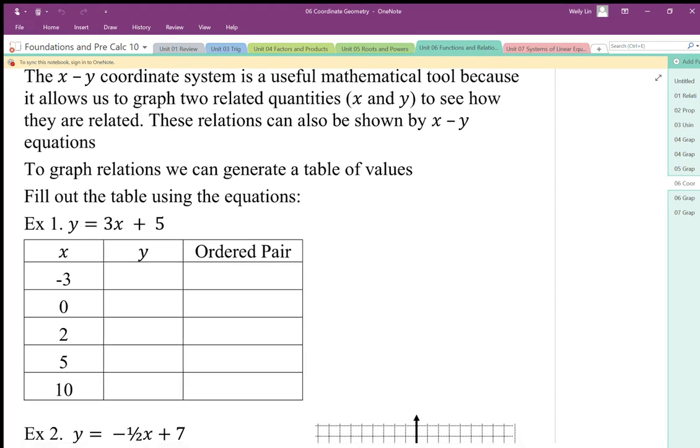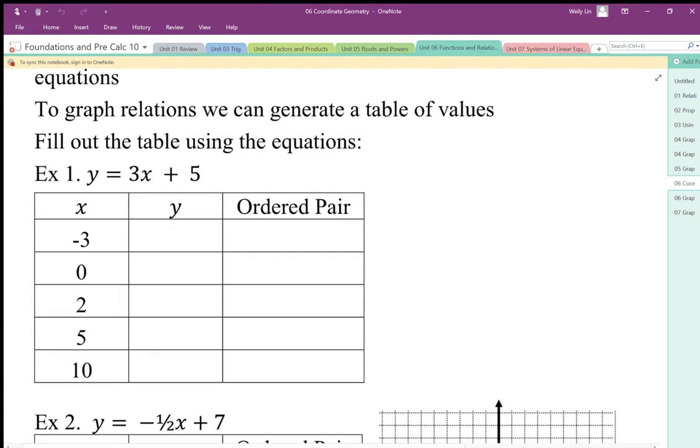To do this, we first need to make the connection between the input and output, our X and our Y, our domain and our range. Then we organize it in what we call an ordered pair. For example, when X is equal to -3, to calculate Y we plug it into the relationship. We can connect the input to the output through this equation. So 3 times -3 plus 5 is -9 plus 5, which is -4.